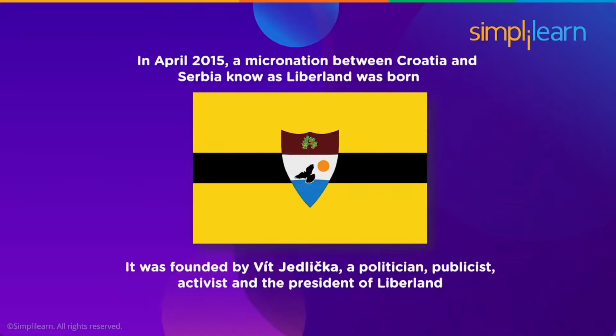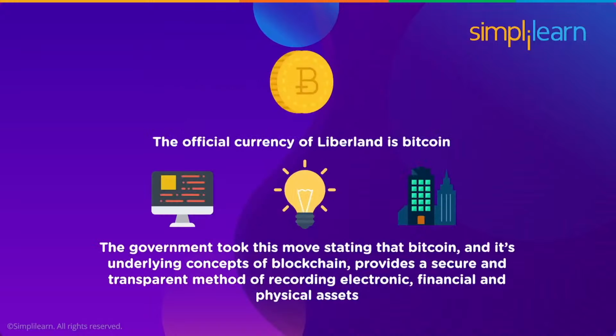Liberland. Now, in April 2015, a micronation between Croatia and Serbia known as Liberland was born. Now, this was founded by Vid Jelka, a politician, publicist, activist, and the president of Liberland. Now, the official currency of Liberland is Bitcoin. Now, the government took this move believing that Bitcoin and its underlying concepts of blockchain provides a secure and transparent method for recording electronic, financial, and physical assets.